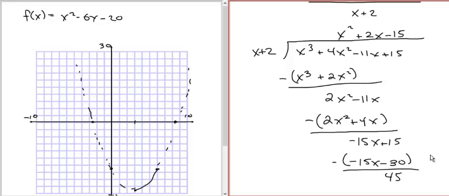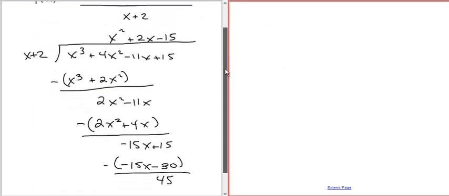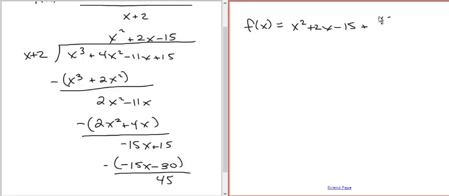So the question is, well, there's two questions. What does this reduce to? What it actually reduces it to, the original function, is going to be this: x squared plus 2x minus 15 plus the remainder divided by the original denominator. So that's the answer I'm looking for, not just finishing the whole thing out.